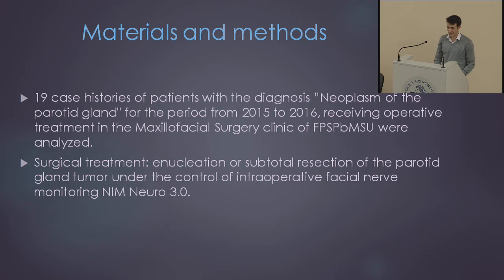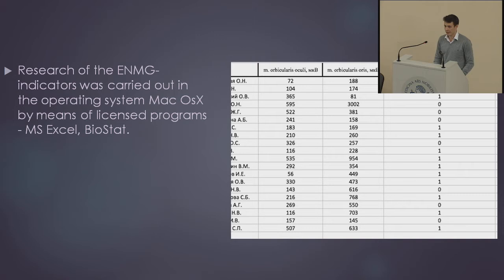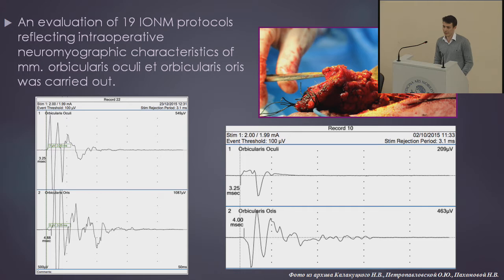There was enucleation or subtotal resection of the parotid gland tumor under the control of intraoperative neuromonitoring of the facial nerve. All electroneuromyography data were processed in programs like Microsoft Excel. Then there was an evaluation of 19 intraoperative monitor protocols reflecting intraoperative neuromyographic characteristics of the orbicularis oris and orbicularis oculi muscles.